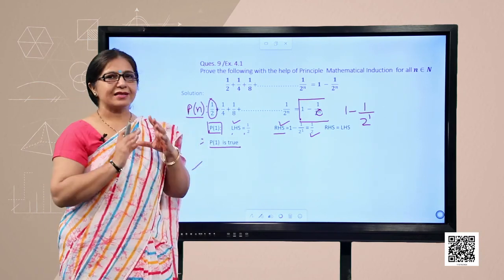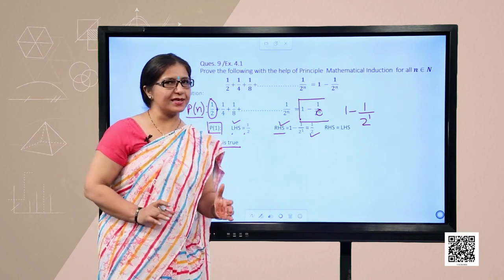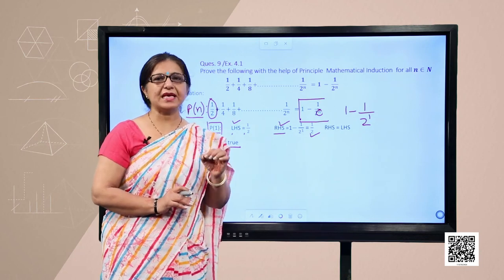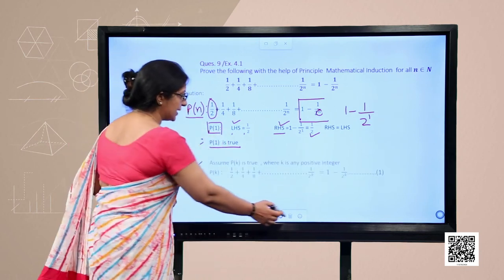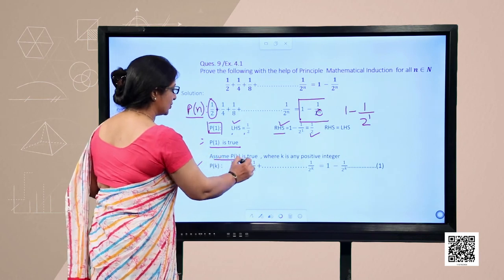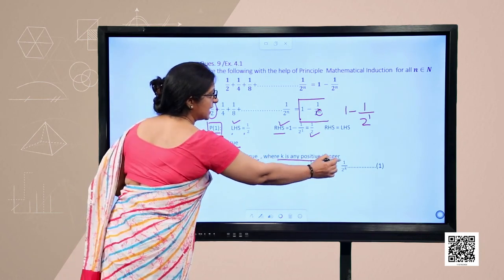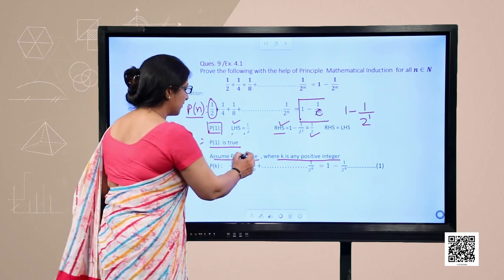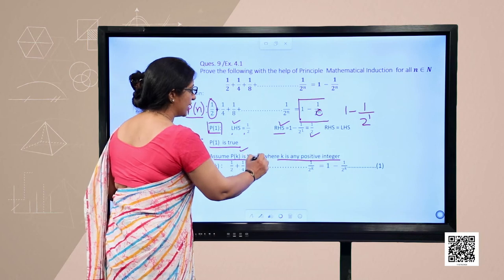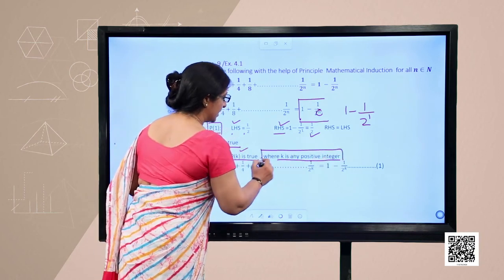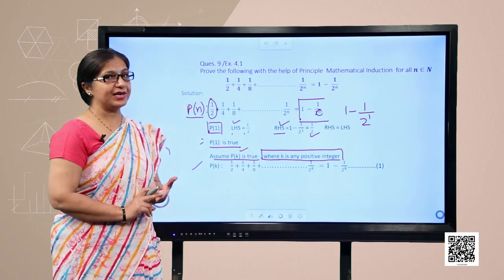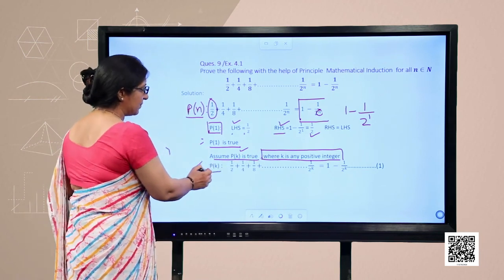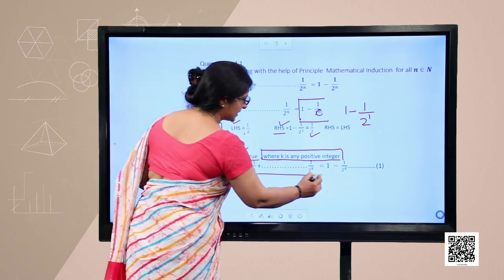Now, when the truth of P1 is established, the next step is to assume that Pk is true. We will be assuming that Pk is true where k is any positive integer. You need to remember these steps. Whenever we are writing Pk is true, we need to mention that k should be a positive integer. It is not for negative integers.